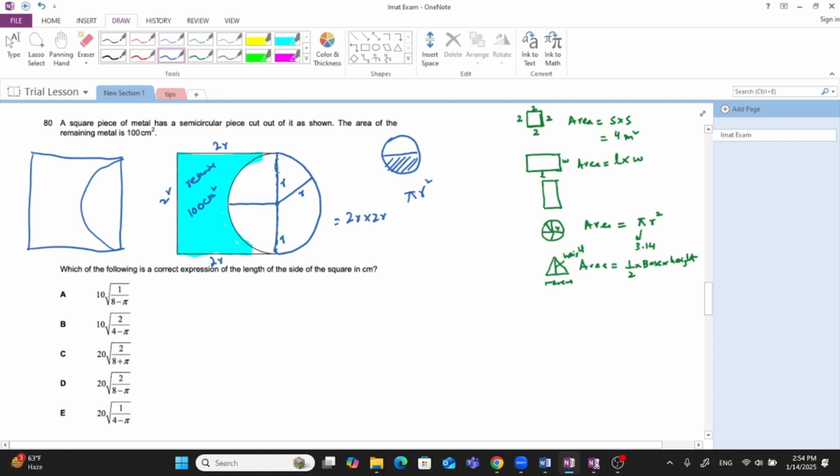Then they are talking about the semicircular part, which means we need to subtract the semicircular part. This is the total area of a circle, and we need to take half of it. Then we will need to solve this. Which of the following is the correct expression for the length of the side of the square in centimeter?